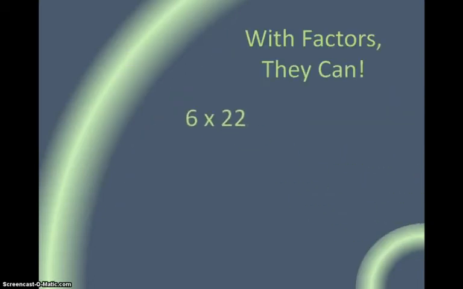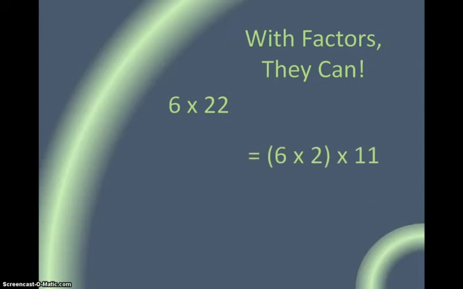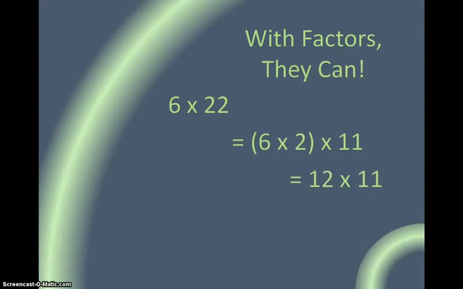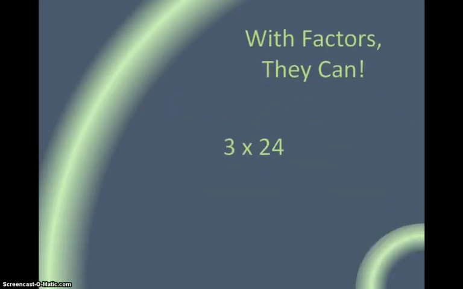Our second example, 6 times 22. Of course, we see 22, those repeating digits, we think of a factor of 11, and this is 2 times 11. But now I'm going to group the 2 with the 6 instead. 6 times 2, of course, is 12. 12 times 11 is in our multiplication tables, 132.